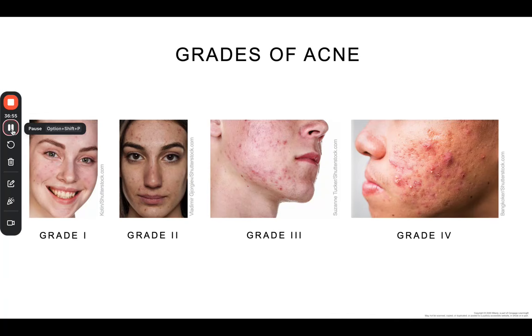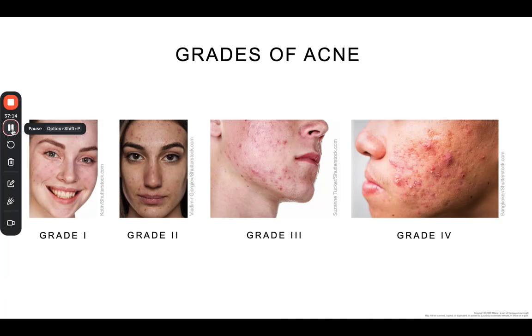Your grade 3, you're going to see some inflammation with these guys. So you're going to see some redness in the skin, many comedones, so many blackheads, many papules, many pustules. But you won't feel any cyst beneath the skin surface. That's what takes us into grade 4.